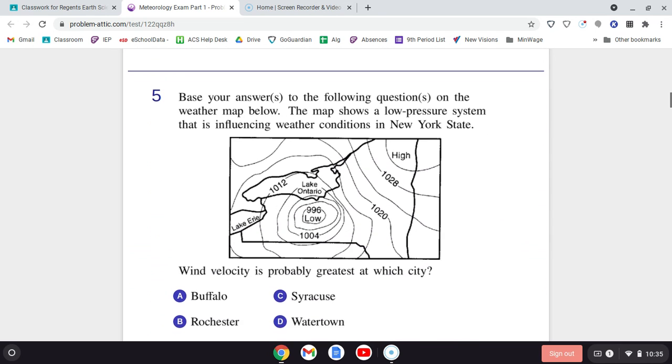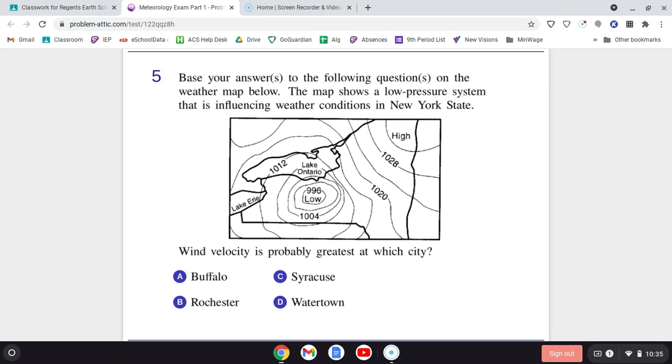Number 5. Base your answer to the following questions on this weather map below. The map shows a low pressure system that is influencing weather conditions in New York State. Wind velocity is probably greatest at which city? Wind velocity. So I'm going to take away B and D. So it's either A or C.